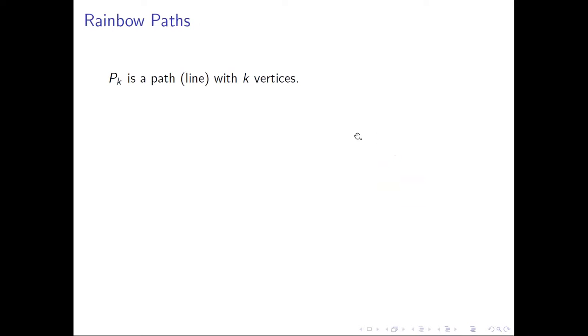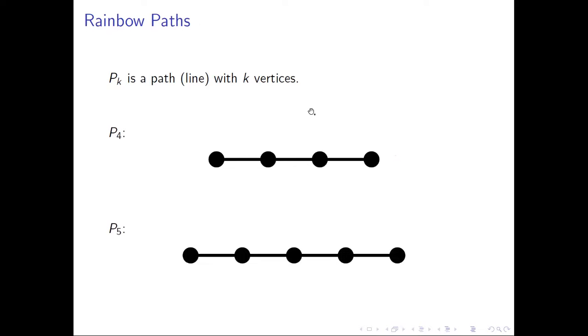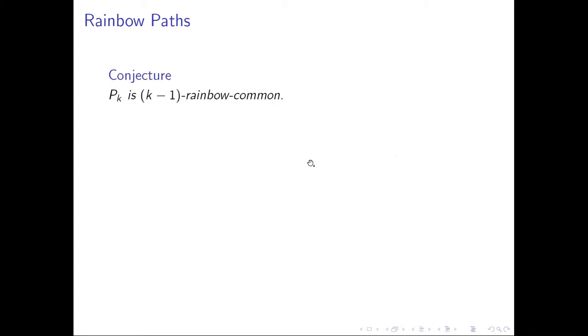Also, another future path, no pun intended, that we want to consider are rainbow paths. So a path is a line, PK is a line with K vertices. So that's a P4, that's a P5. And we want to show that PK is K-1 rainbow common. In other words, we conjecture that we can't beat randomness.